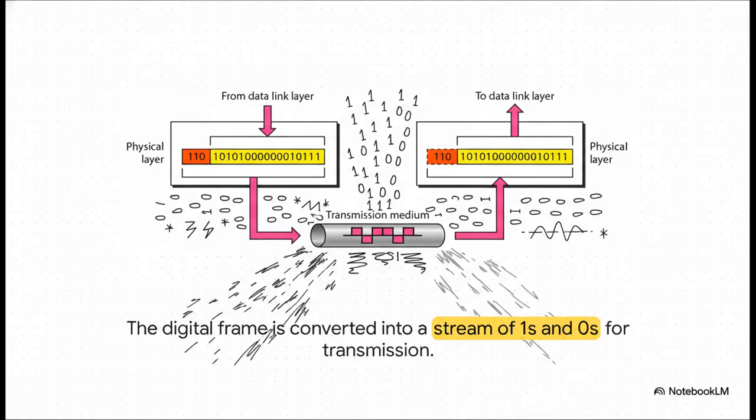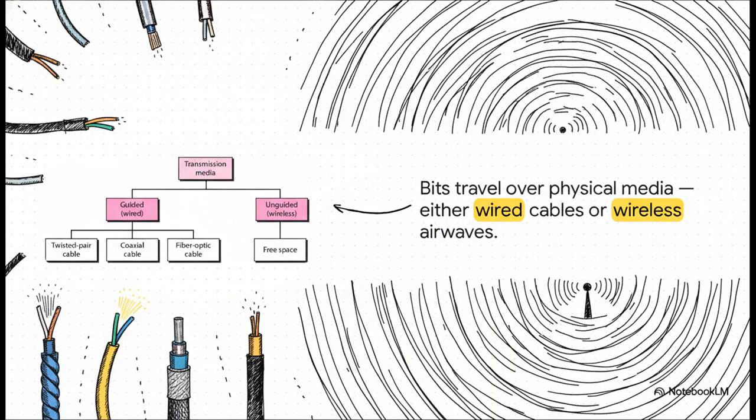You can see it happening right here. That neat little package, the frame, is transformed into a long string of ones and zeros. This is the language of computers, and it's about to be sent as electrical signals, pulses of light, or even radio waves. And where do these bits go?